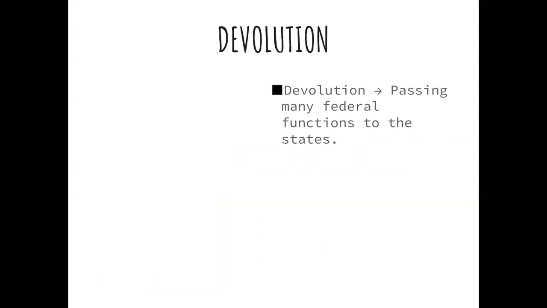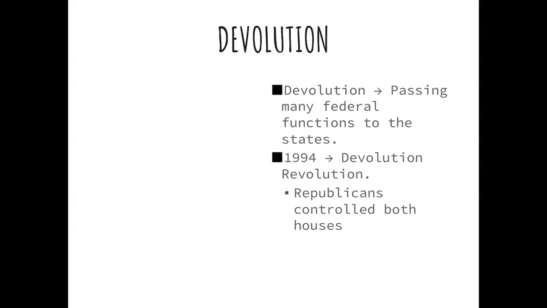Devolution. Devolution is passing many federal functions on to the states. This has occurred more since 1994 with the devolution revolution. The Republicans controlled both houses, and it focused on welfare becoming more of a state control.